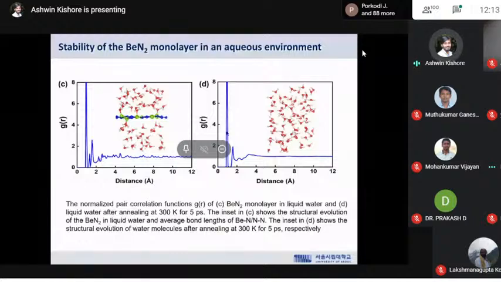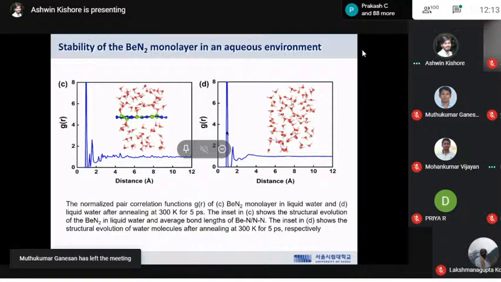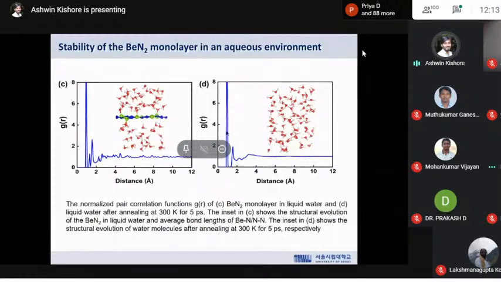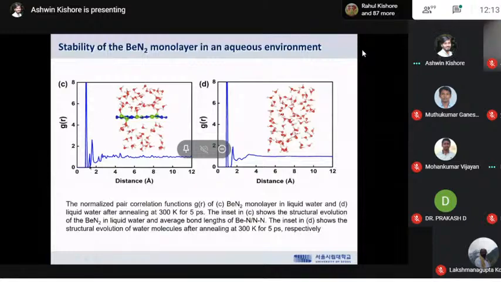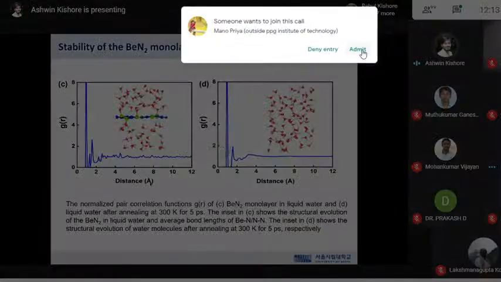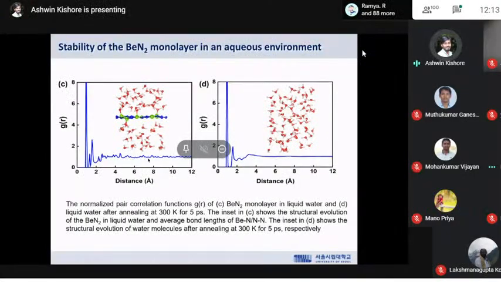So we are using a photocatalyst to split water, and the photocatalyst will be in an aqueous environment. So it is also essential to check the material stability in an aqueous environment. We place the B into monolayer in a water box with a fixed density and calculated the pair correlation function. If you see the pair correlation function in the long range, around 8 to 12, you have sharp peaks. This indicates that the material remains crystalline.